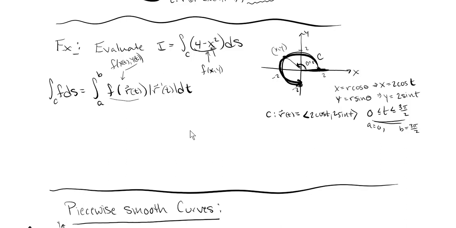So we'll take f evaluated at the parameterization. f is 4 minus x squared. Well, on our parameterization, x equals 2 cosine t. So we'll put a 2 cosine t in for x.